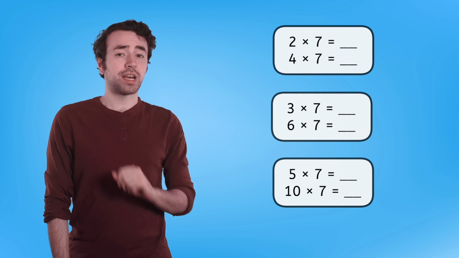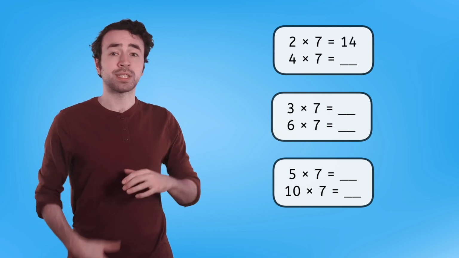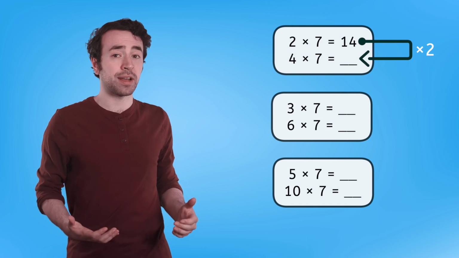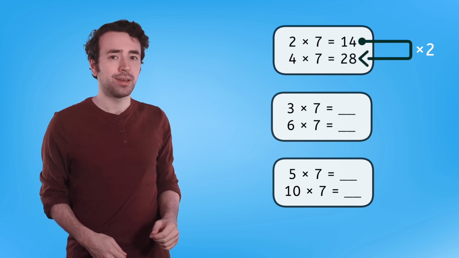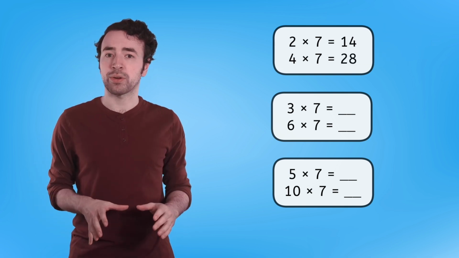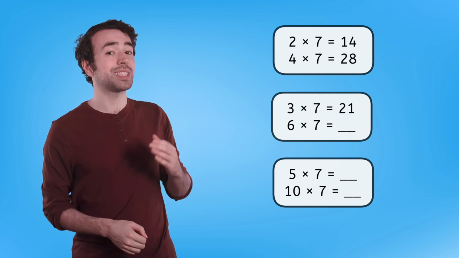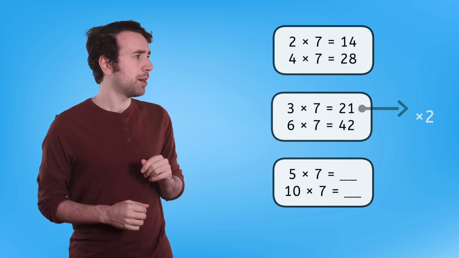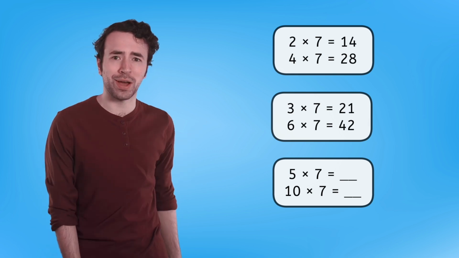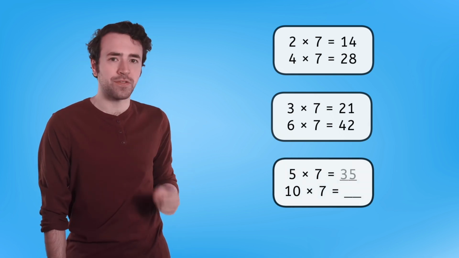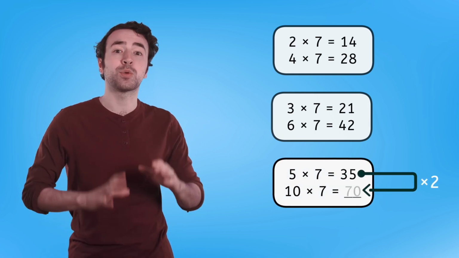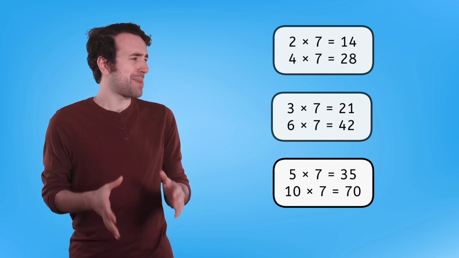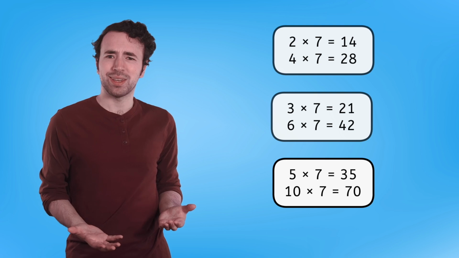So, 2 times 7 equals 14. And since 4 is twice as much as 2, 4 times 7 is double that amount, or 28. 3 and 6 share that same pattern. 3 times 7 is 21, so 6 times 7 is double that, or 42. And 5 and 10 work that way too. 5 times 7 equals 35, and 10 times 7 equals 70. Wow, I feel like we've already mastered most of our 7's.